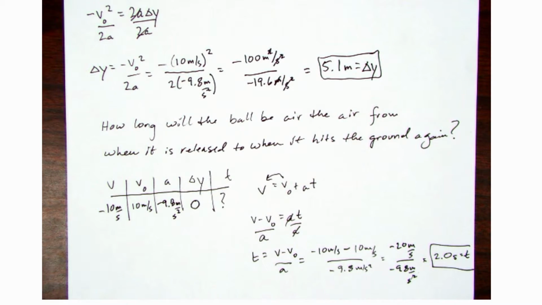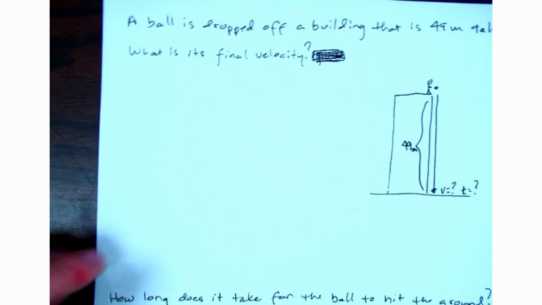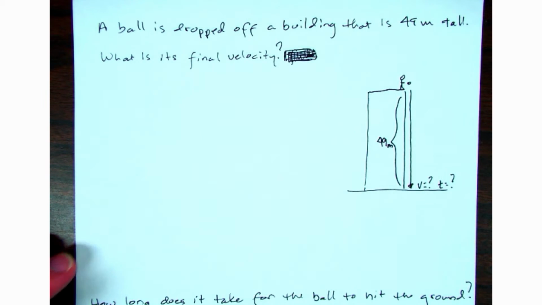Now let's do another example. This time, let's drop a ball off a cliff, or off a building, rather. We know the building is 49 meters tall. What is the final velocity of the ball?